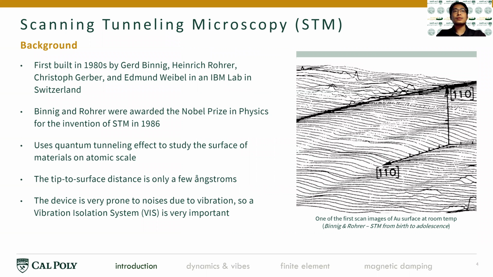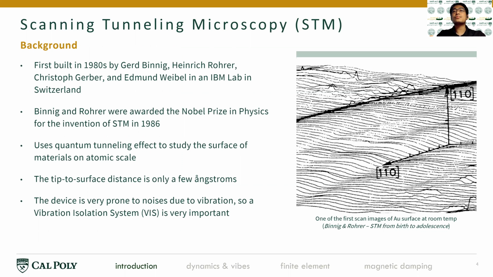So for the scanning tunneling microscopy, it was first invented in the 1980s by four scientists in the IBM lab in Switzerland. Two of them, Binnig and Rohrer, were later awarded the Nobel Prize in Physics for the invention of STM in 1986. The picture on the right here shows one of the first few scan images of the gold surface at room temperature.